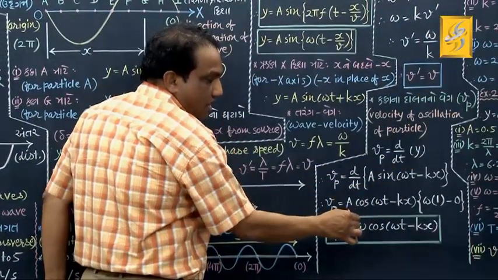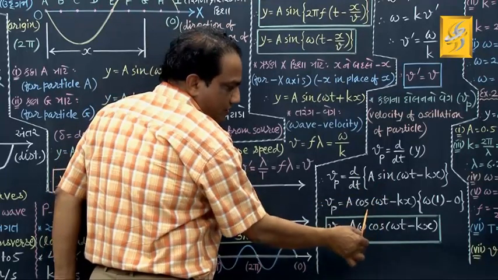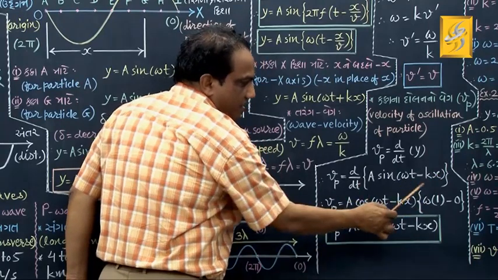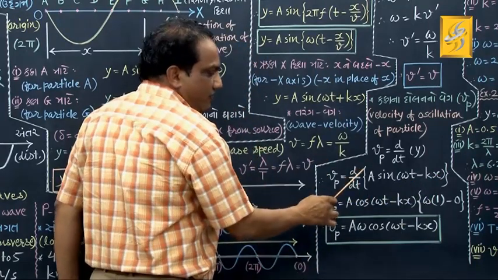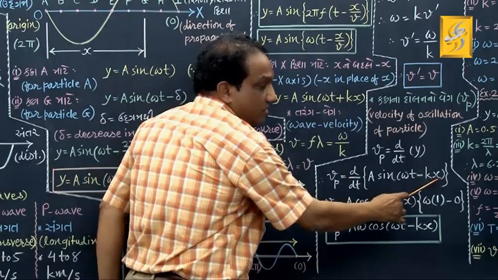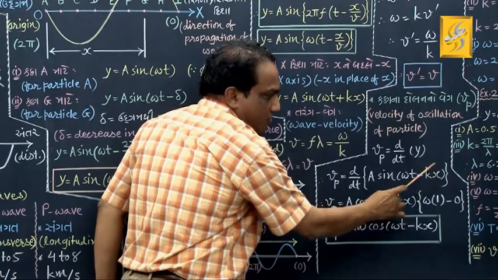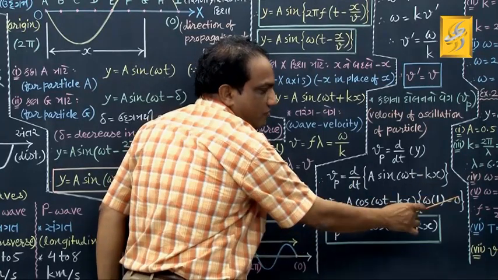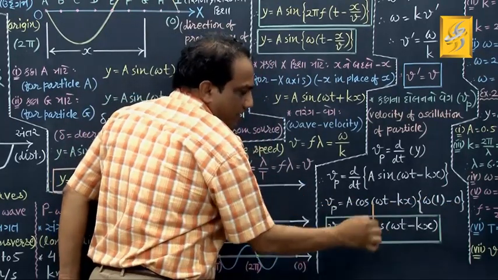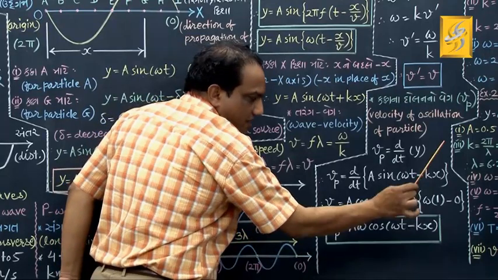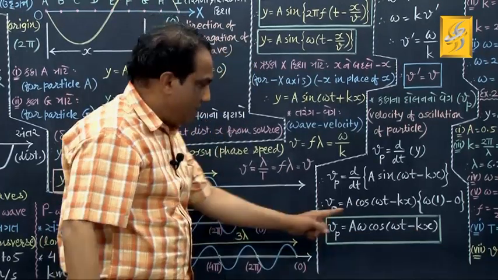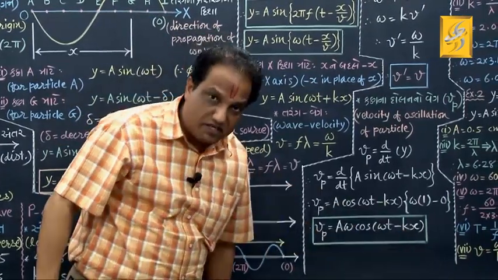Now A is constant, taken out. The derivative of sine is cos, and now go inside the bracket. Omega is constant, d by dt of t is 1. When you are taking the derivative with respect to time, you are talking about a given particle. For a given particle, its distance from the source is constant. In short, this part is constant, and the derivative of a constant is 0. Now A into omega into cos of (omega t minus kx): A omega cos(omega t minus kx).